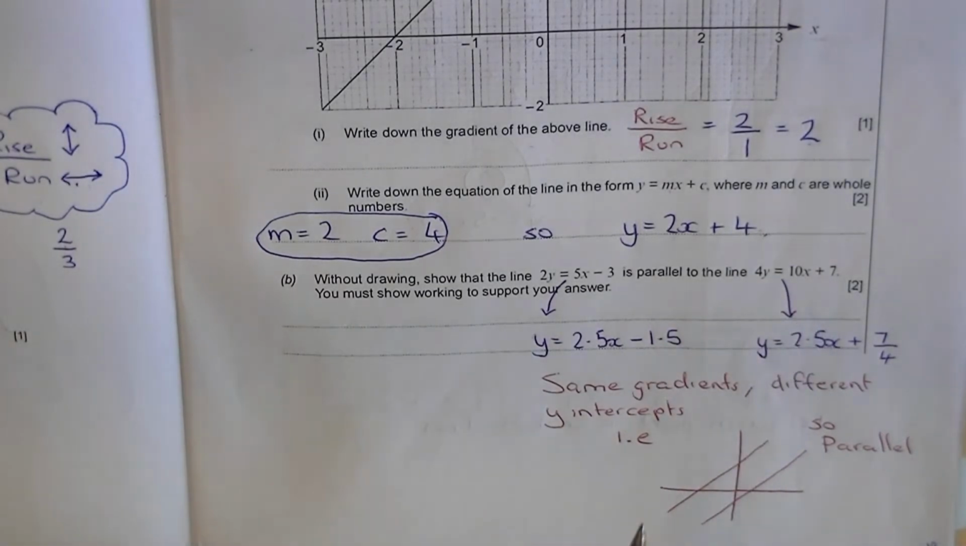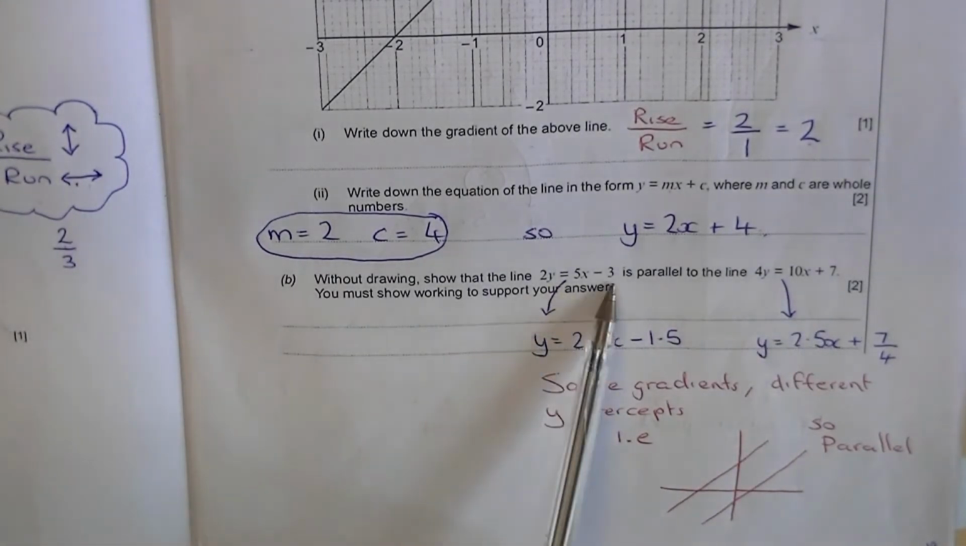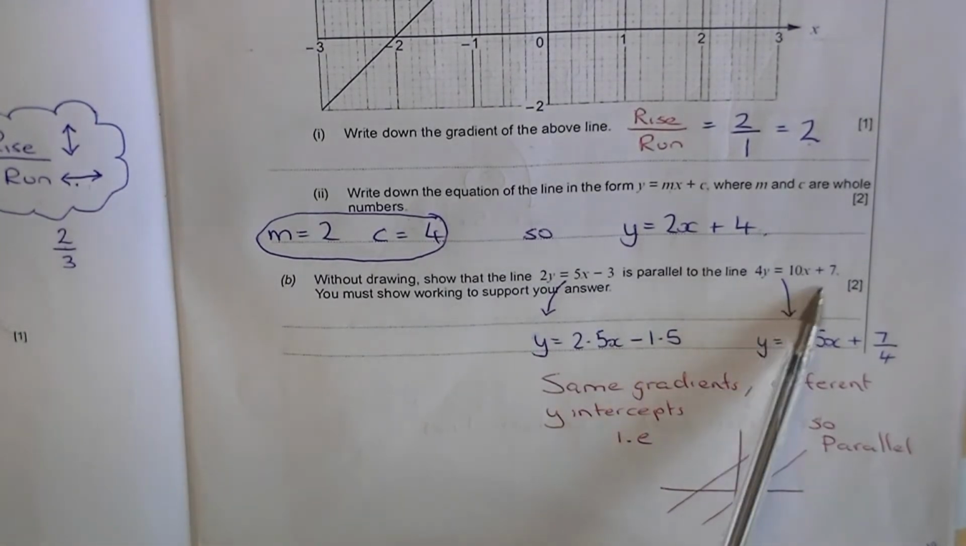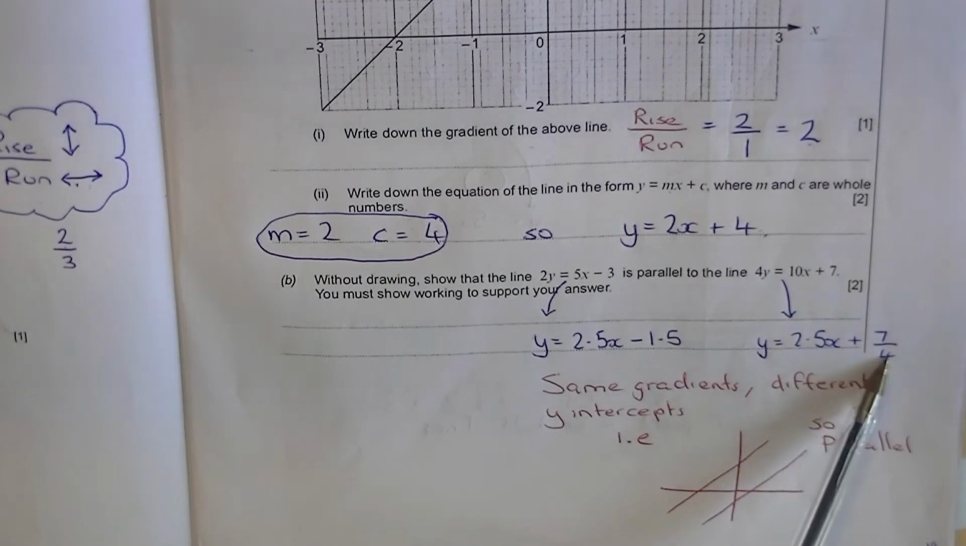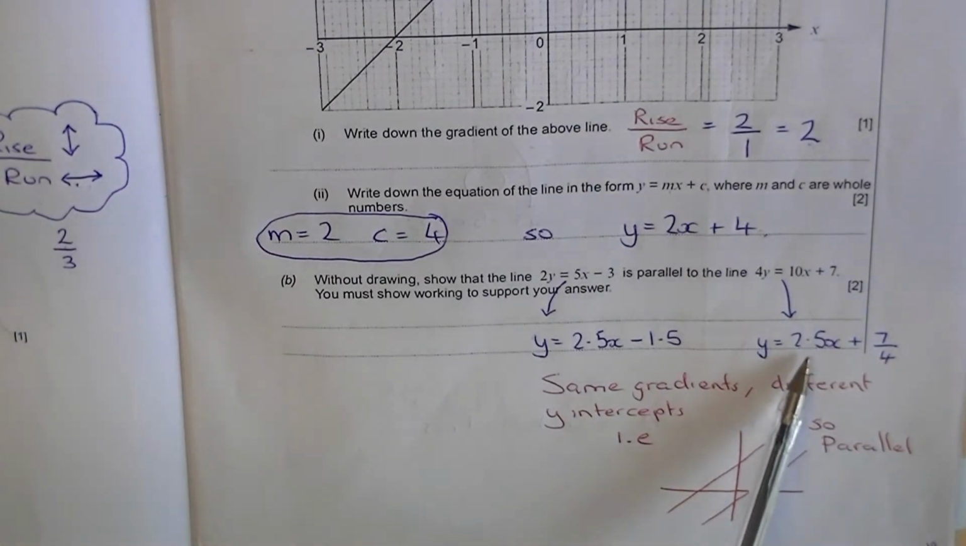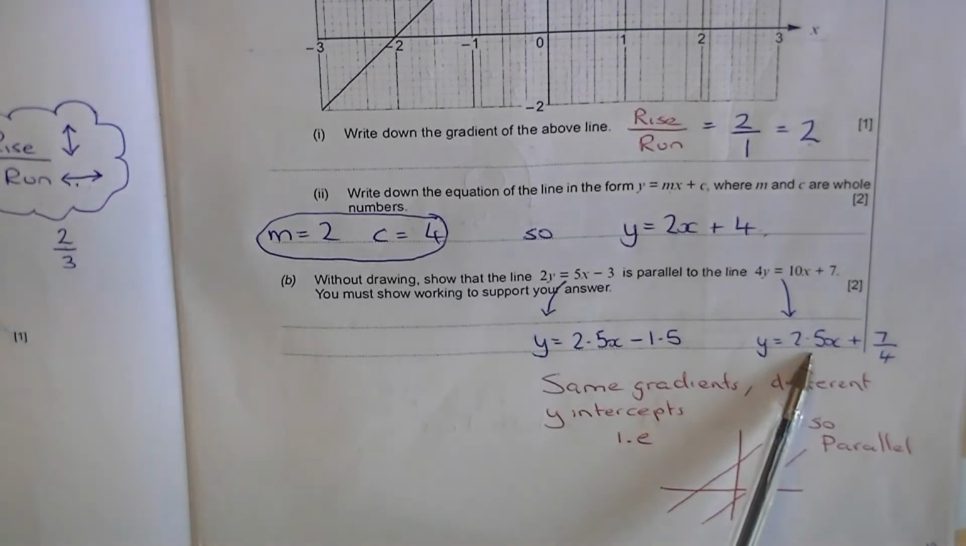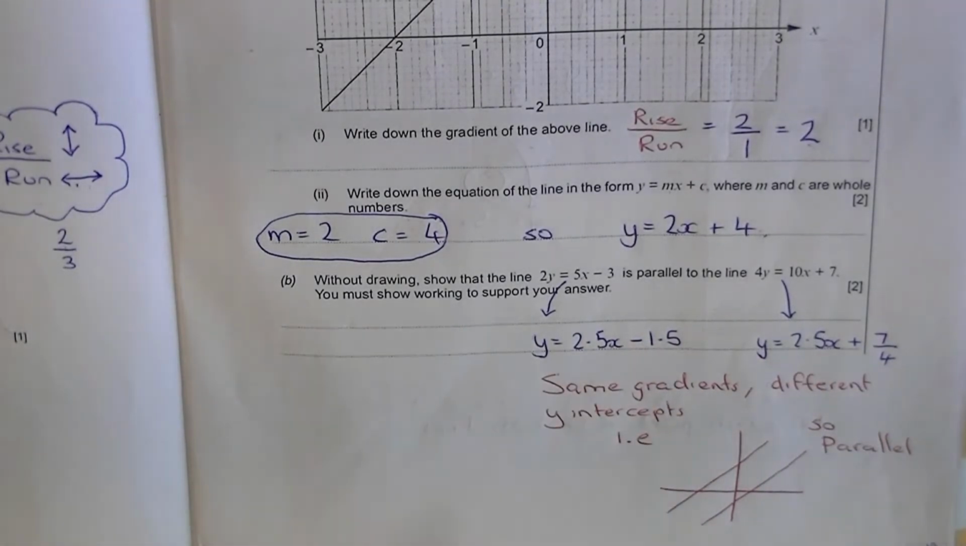So in order to make it y equals, I need to divide both those values by 2, which is what I've done here. And to make this y equals, I need to divide both those values by 4, which is what I've done here. Suggesting now that the gradient of this line is 2.5, and the gradient of this line is 2.5. Yes, my y-intercepts are different, but that doesn't matter. Same gradients, different y-intercepts, therefore these 2 lines are parallel.